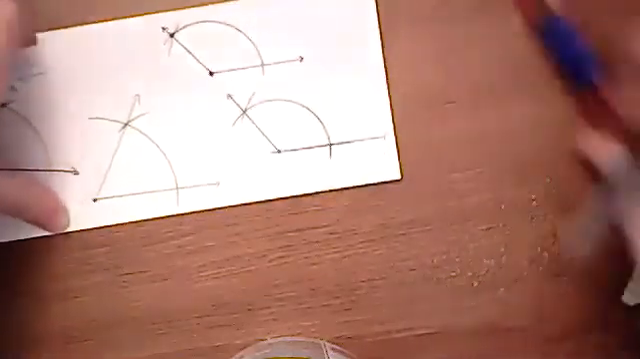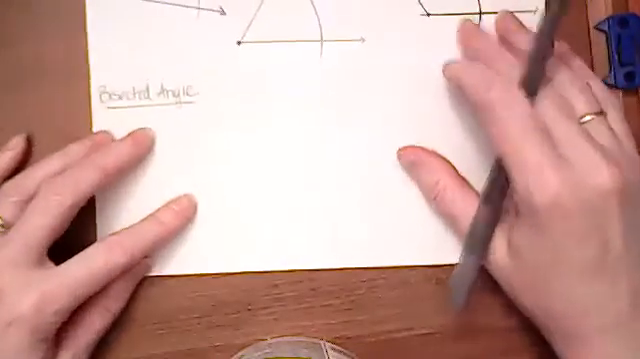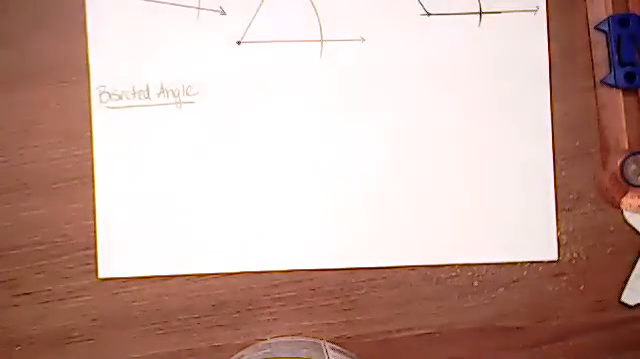Okay, our last construction to do for the day. We're going to do something called bisecting an angle. Now, we haven't talked about something called a bisector yet, but we have talked about midpoint. A midpoint is a middle point between a segment. So how would we cut an angle in half?